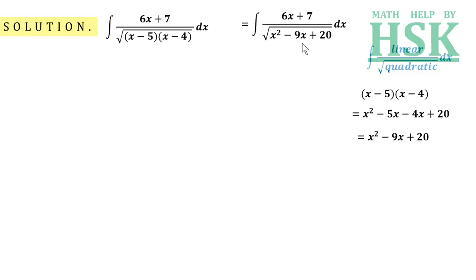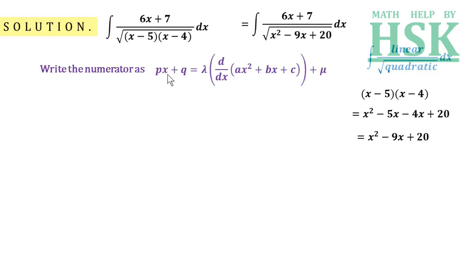The integral in the form of a linear upon quadratic is solved by a special method. In this, first of all we write the numerator as lambda times d/dx of the term given in the square root sign, that is ax² + bx + c, plus mu. So in this question, px + q, which is 6x + 7, is written as lambda times the differentiation of x² − 9x + 20, plus mu.